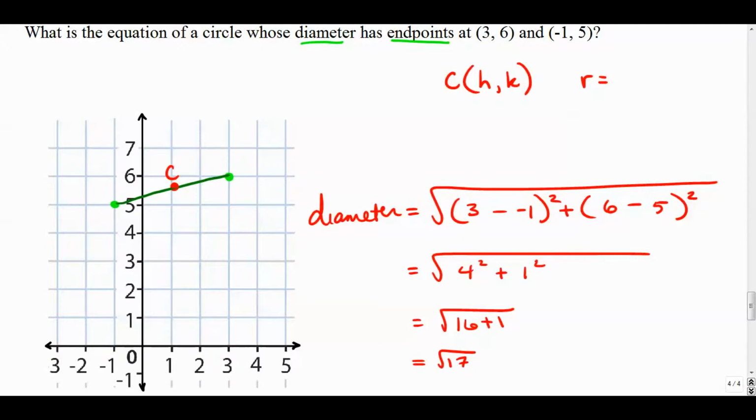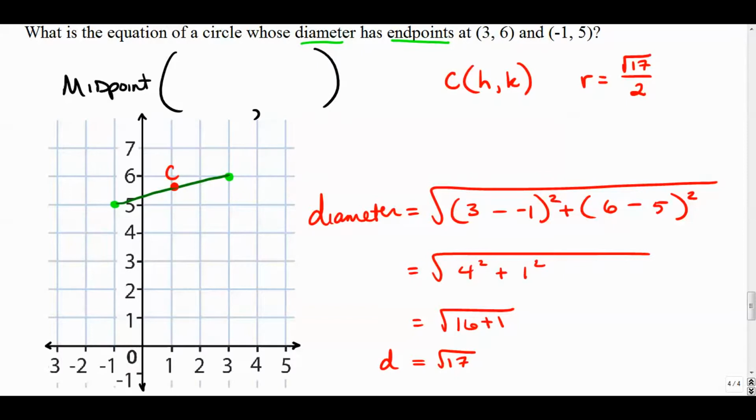That's our diameter, so that's d. A radius is half of that. So we're going to say it's the square root of 17 over 2. That's kind of strange, but it's not too bad when we actually put it into our formula, which we'll see in a second. The center, as I said, is around right here, but we need to find the exact point at which that center resides. To do that, we're just simply going to find the middle of the 2 endpoints of the diameter.